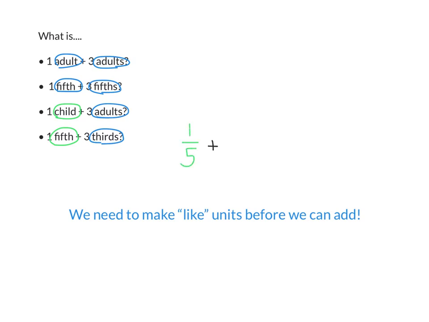If we have 1/5 plus 1/3, we do not have like units because one of the units is fifths and one of the units is thirds. Are fifths and thirds the same thing? No, they are not like each other. They are unlike units. So every time we're working with fractions, when we want to add or subtract fractions, we always need to make them into like units before we can add. Remember that like means that the denominator will be the same.